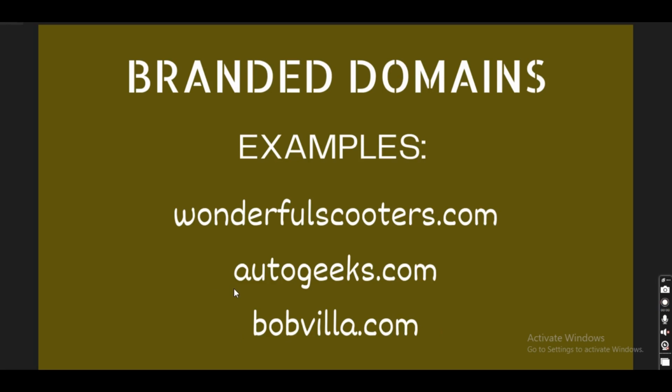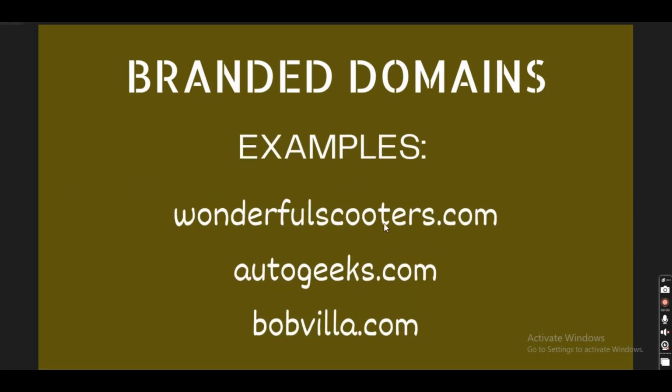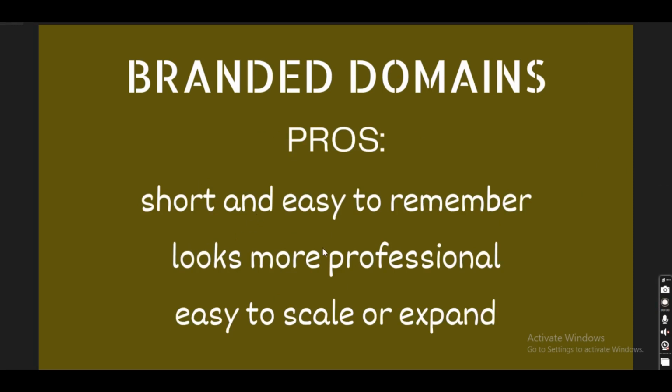Something like Instructables, I know you know about Instructables. These are very, very easy to remember. They are short and easy to remember. Probably except for Wonderful Scooters, but it's still short somehow. Then you see Auto Geeks here, very short and easy to remember. Second, they look more professional. That's very obvious. Once you see something like Bob Villa, you know it's serious. It looks and sounds more professional.